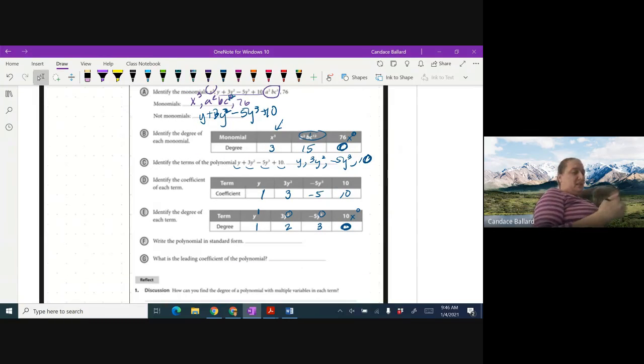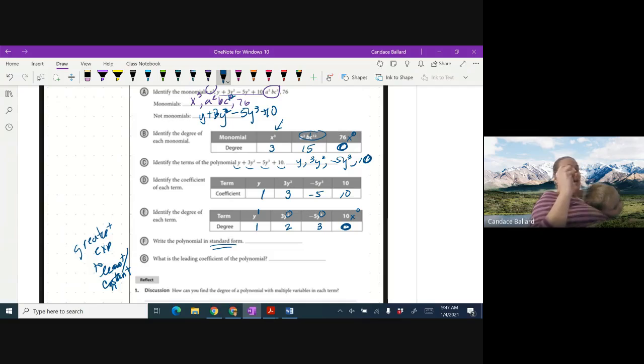Technically, to write it in standard form, you want to go from greatest exponent to least, basically, which is the constant term. I totally spelled that wrong, constant term. It's not wrong to not write it in standard form, but typically we will see it from the highest exponent to the least. So I would probably say that this would be negative 5y cubed plus 3y squared plus y plus 10.